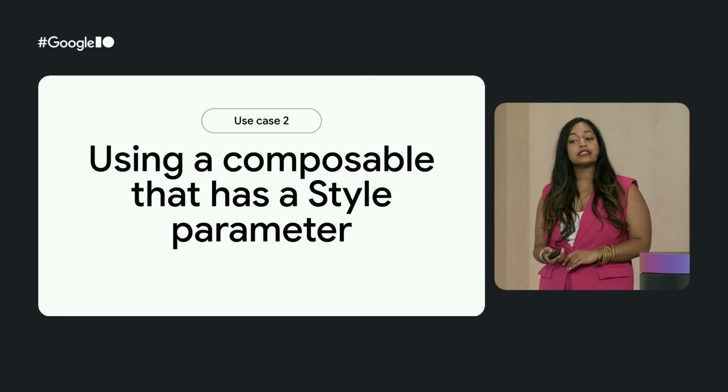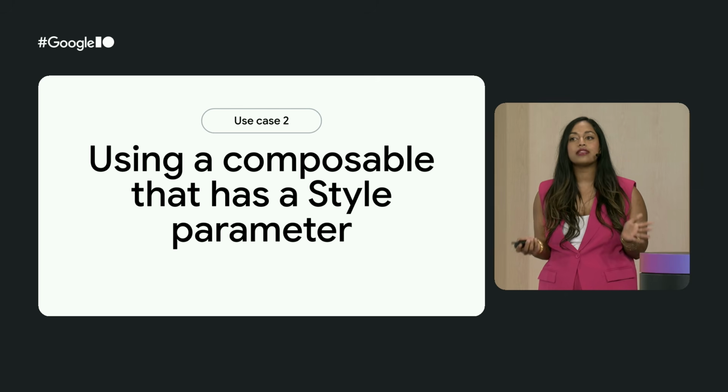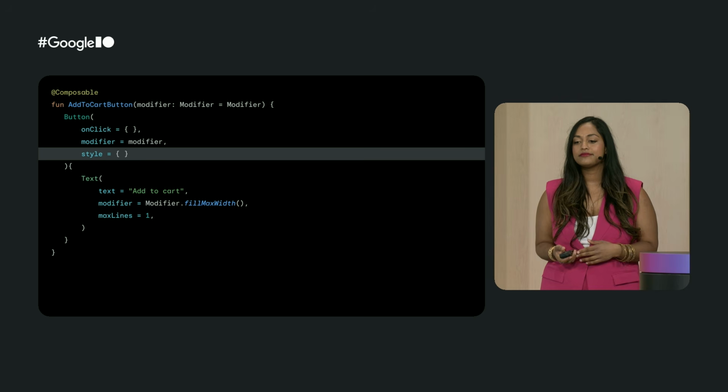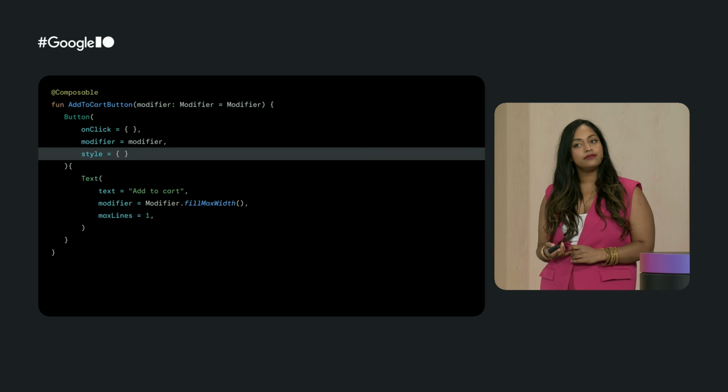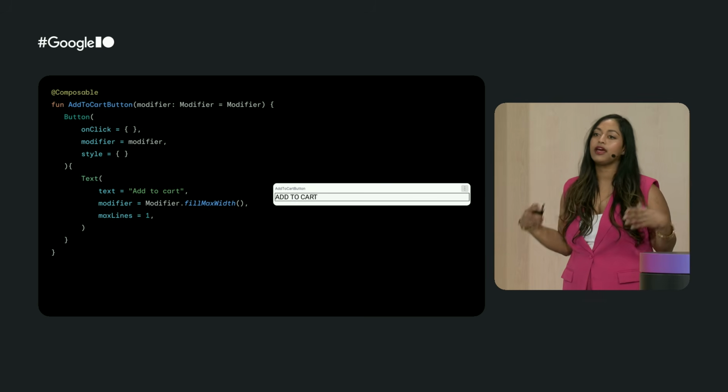The other use case that you would use is to style a component that has a style parameter, just like the button we just created. Within Jetsnack, we're going to be using the custom implementation of button. And here's what it looks like with nothing in the style block. And let's add some styling in.